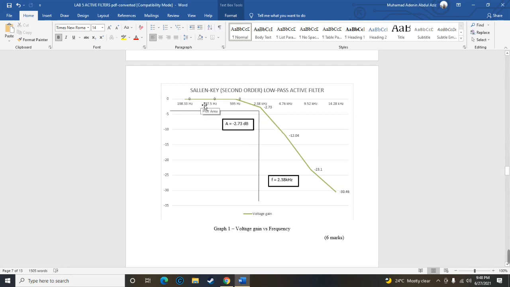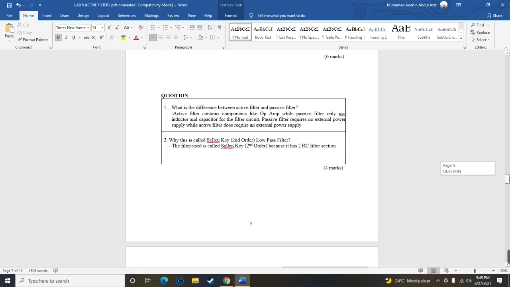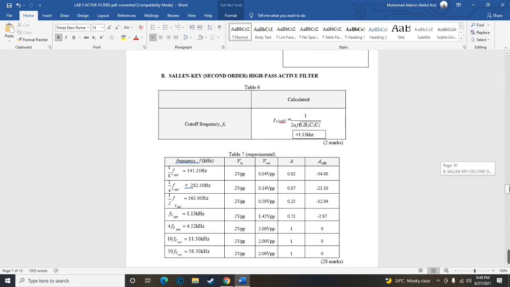This is the frequency that has been given, and we plot the values we get. Now let's look at the high pass filter. It is supposed to be similar to the low pass filter. I will show you.